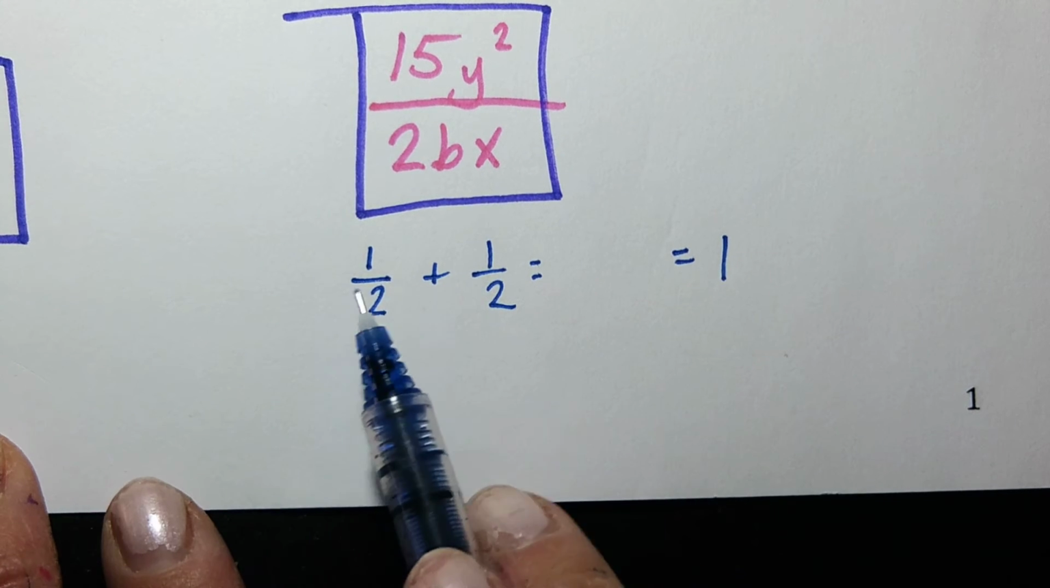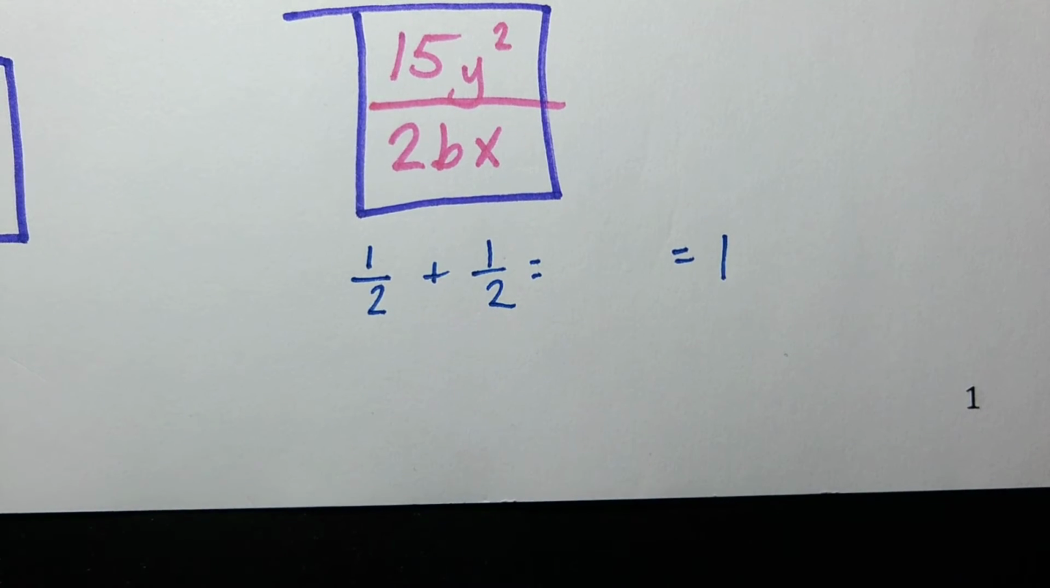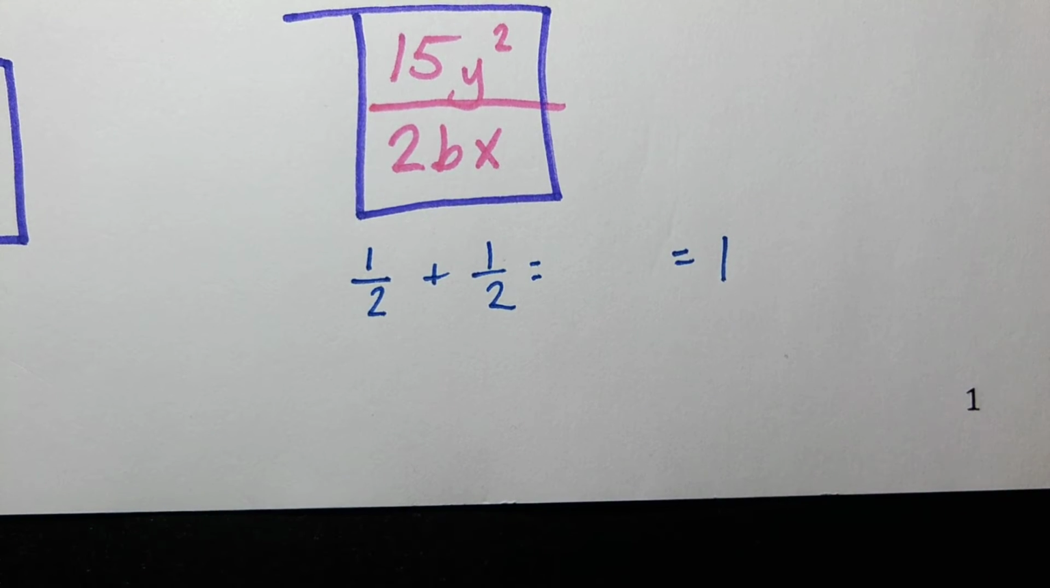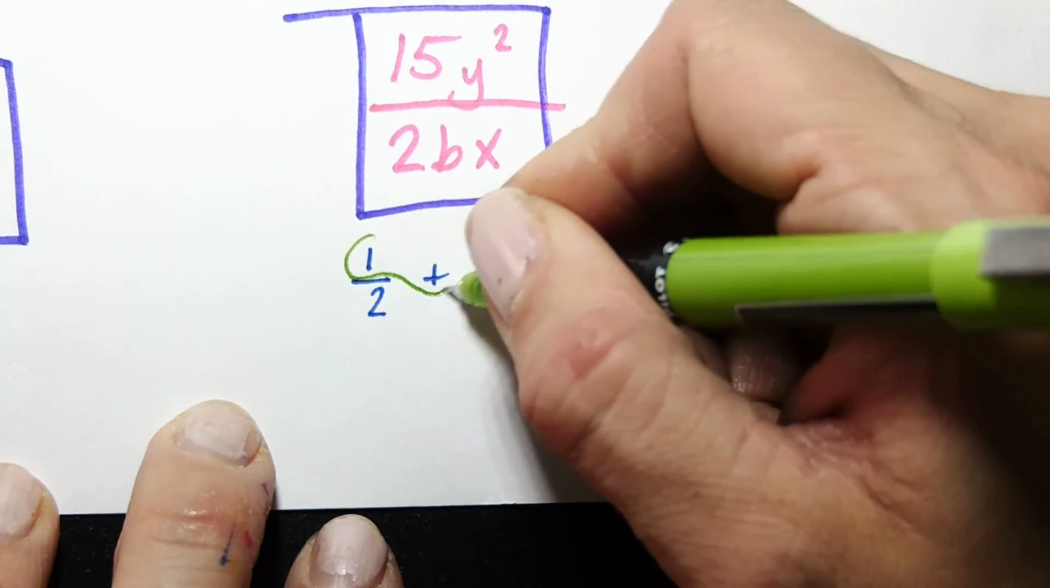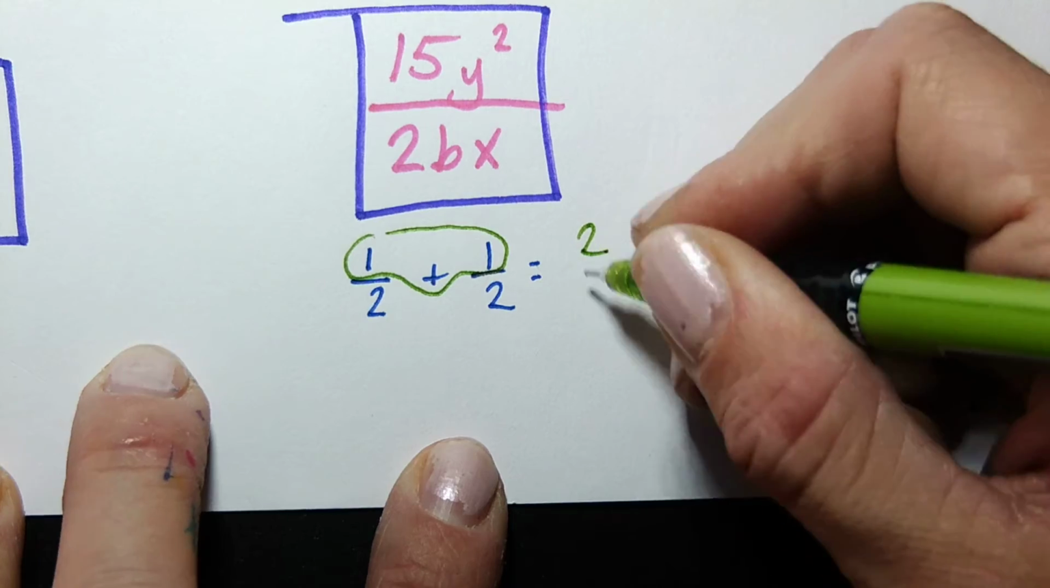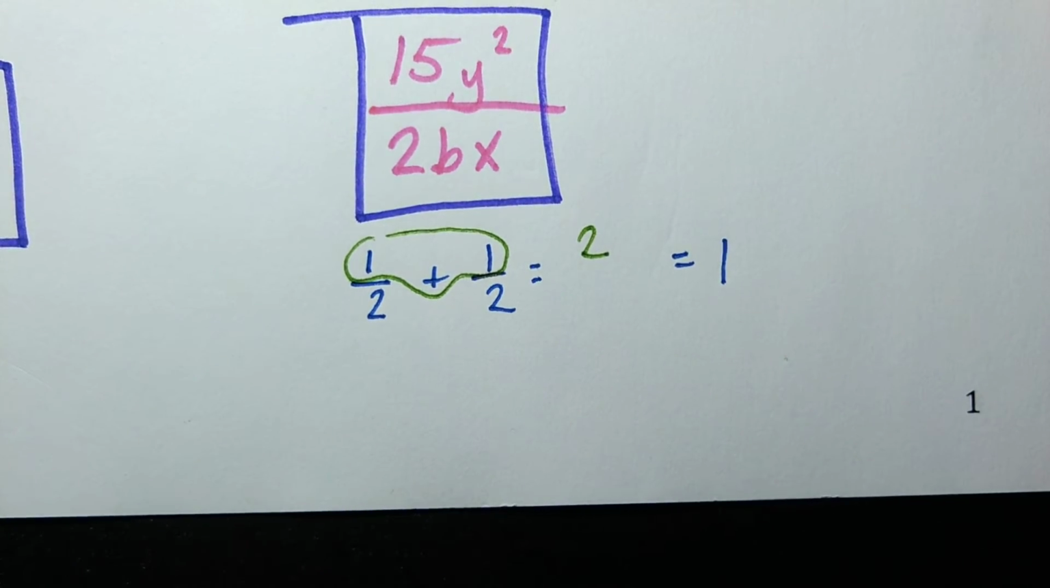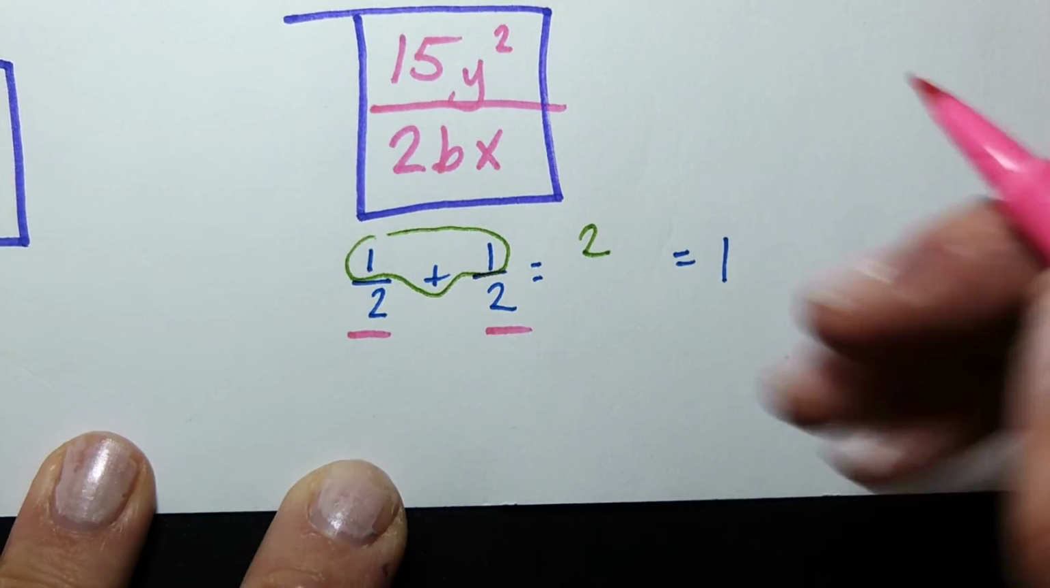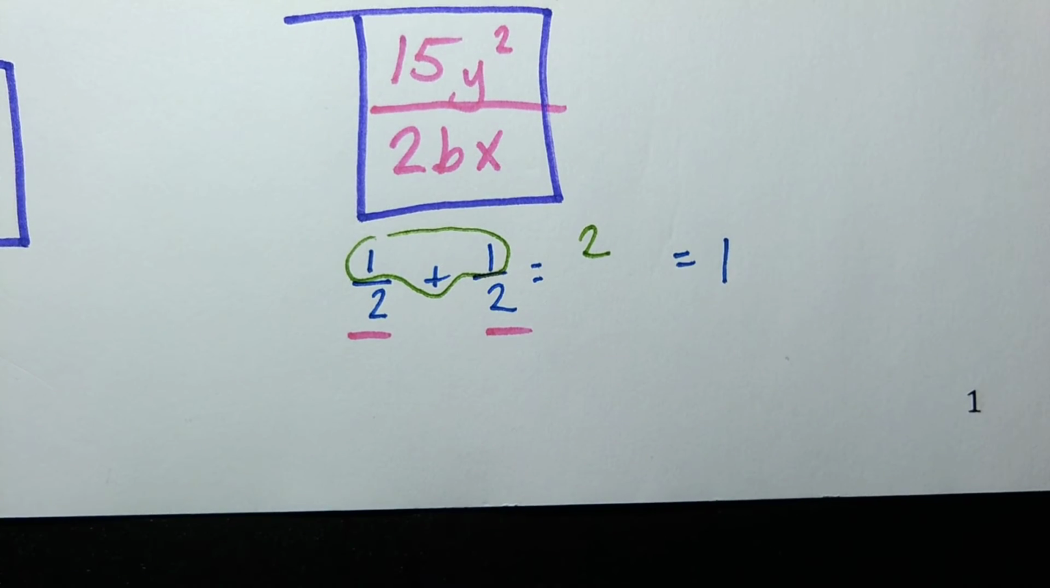If I add the tops and add the bottoms, so going straight across like we did with multiplication, I get 2 over 4. Is a half plus a half a half? No, that doesn't make sense. So what are we going to do to make this work out mathematically? We only add the tops, which gives me 2, and then my denominator, the common denominator, stays the same. So 2 over 2 equals 1.